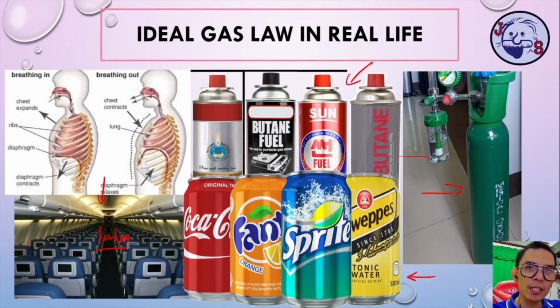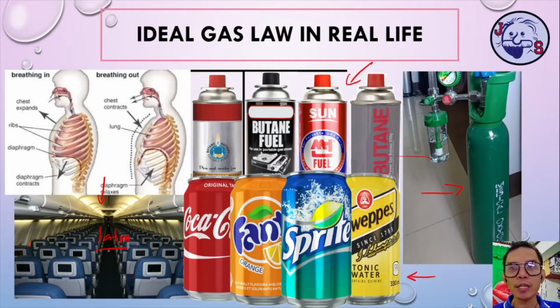And the one that is outside this airplane has much lower pressure compared to the one that is found inside the cabin. Okay, so the reason why is that the higher the altitude, the lower the pressure. So that's the pressure here.